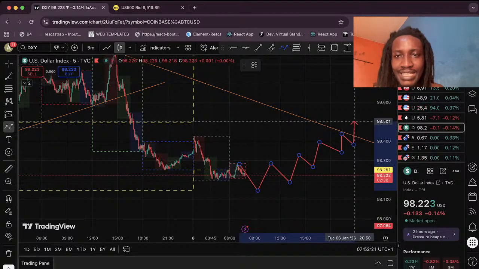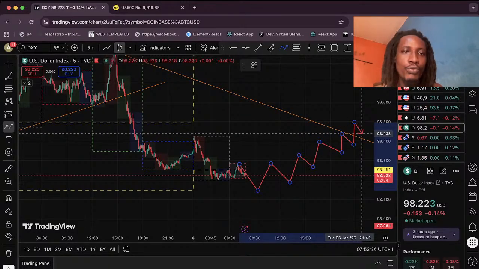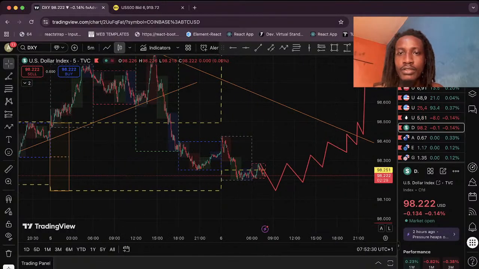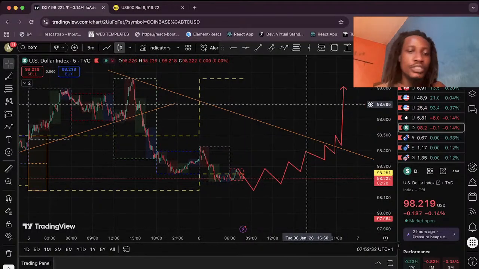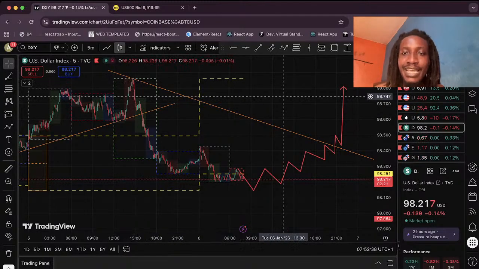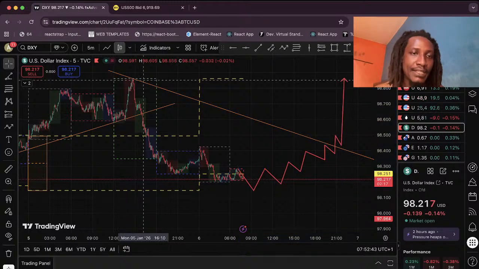Immediately we start breaking out of this trend line here, that is when I would be buying aggressively, because it means that the downward trend is already broken, right? So this is if we are taking our hypothesis from the previous day high.